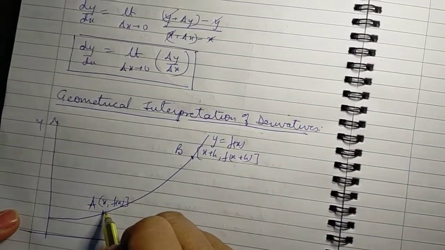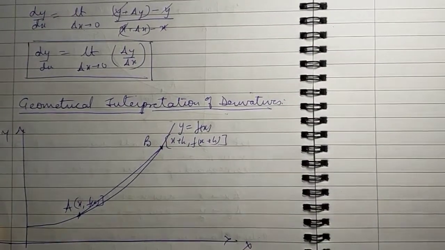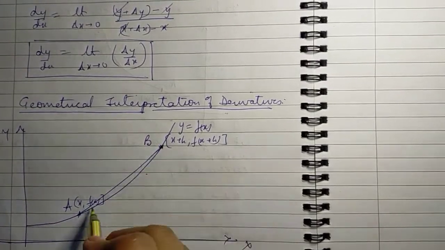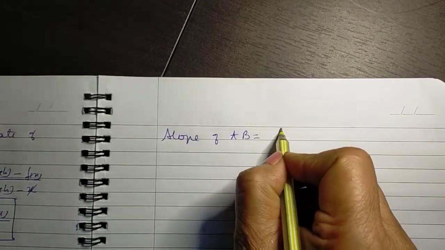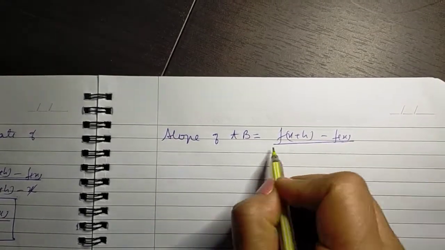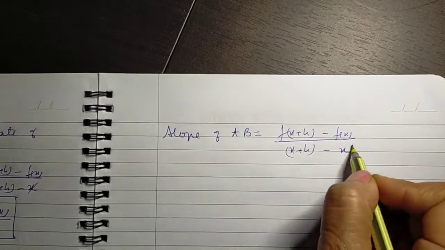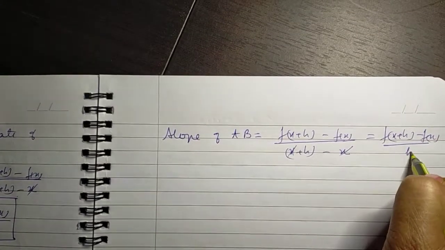Now let's join AB. Clearly AB is a straight line whose endpoints are known to us. So what do we write? We can easily write the slope of the line AB as the change in the y coordinate, that is f(x plus h) minus f(x), over the change in the x coordinate, that is x plus h minus x, which comes out to be f(x plus h) minus f(x) upon h.